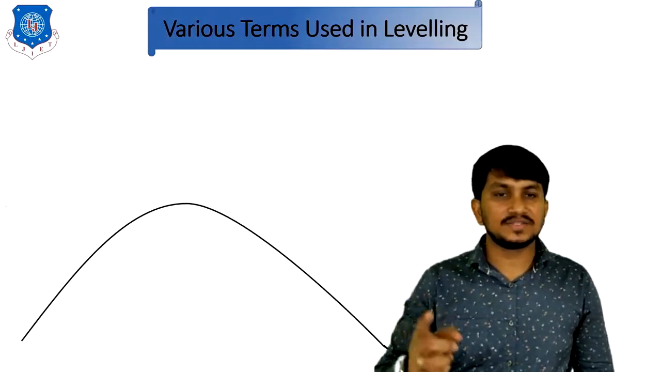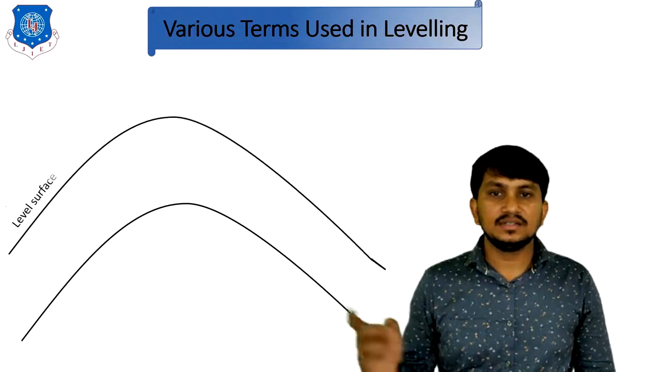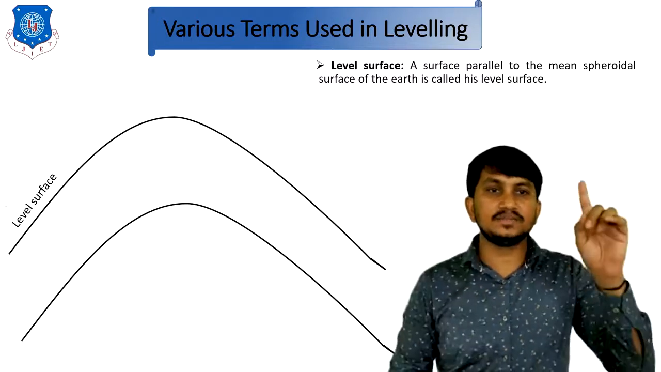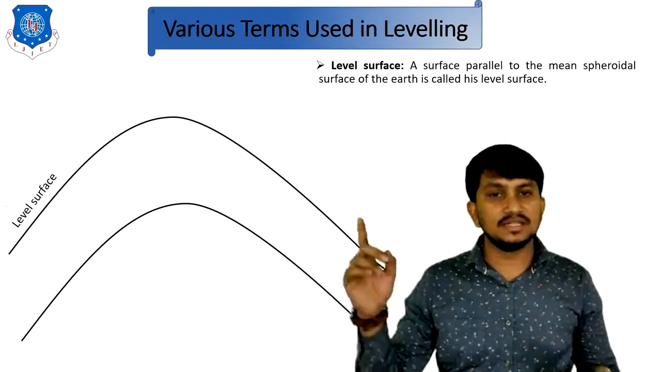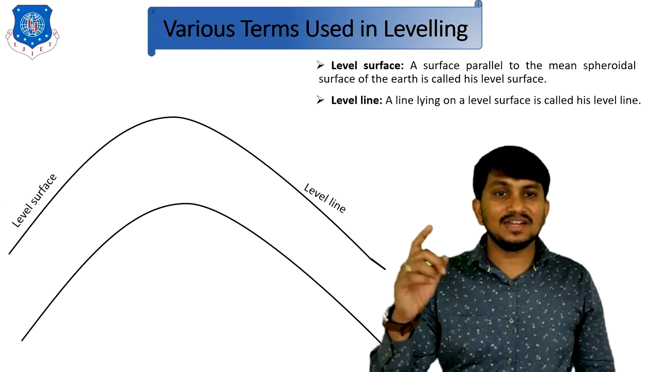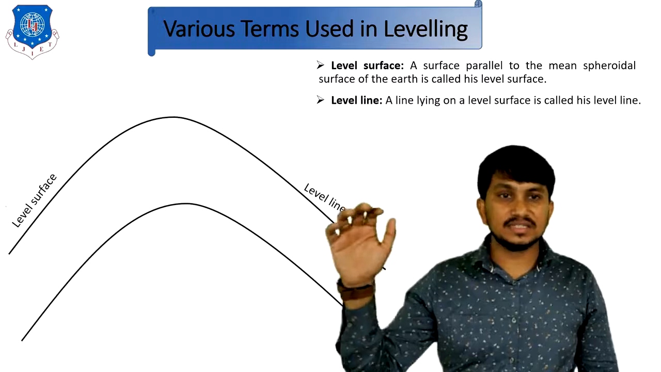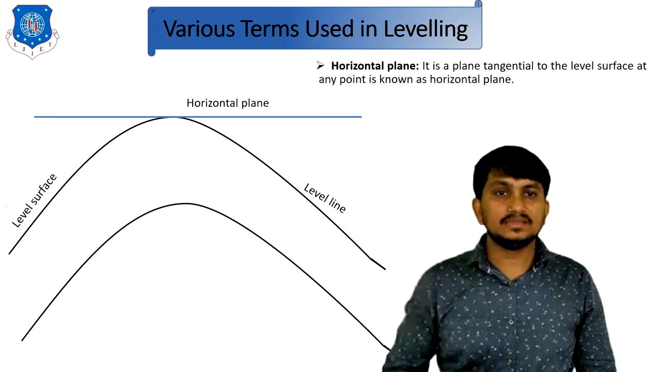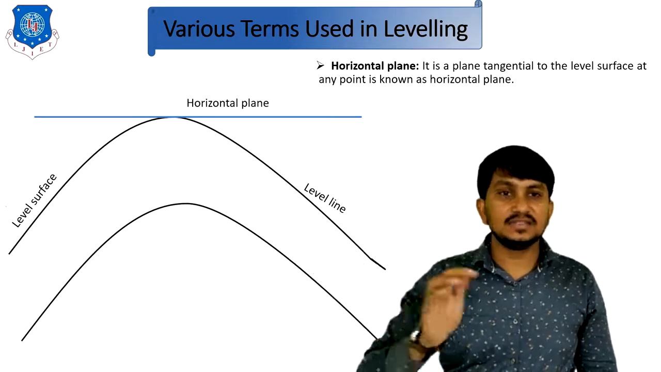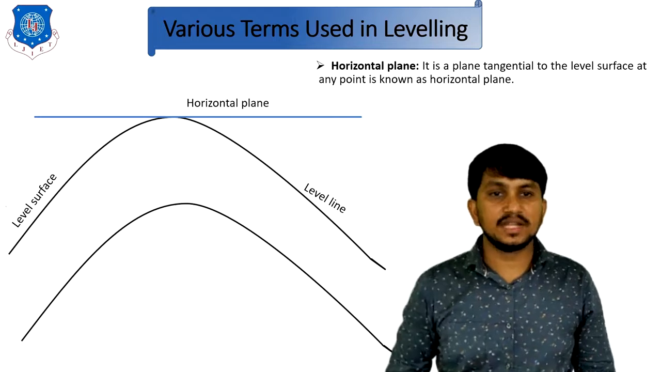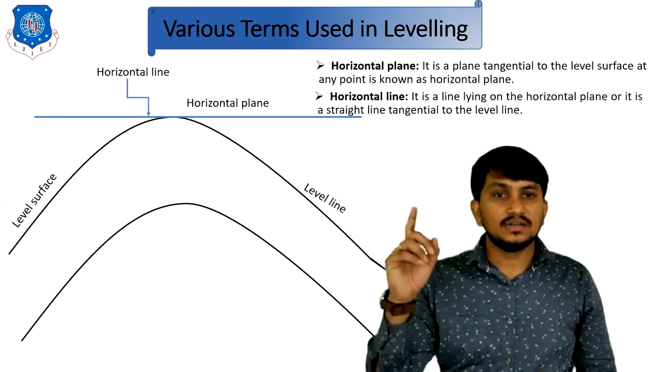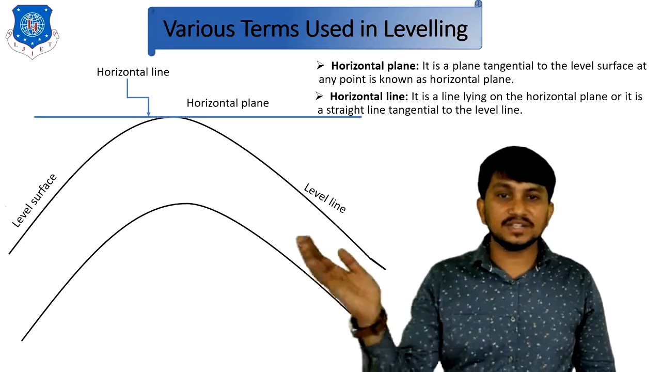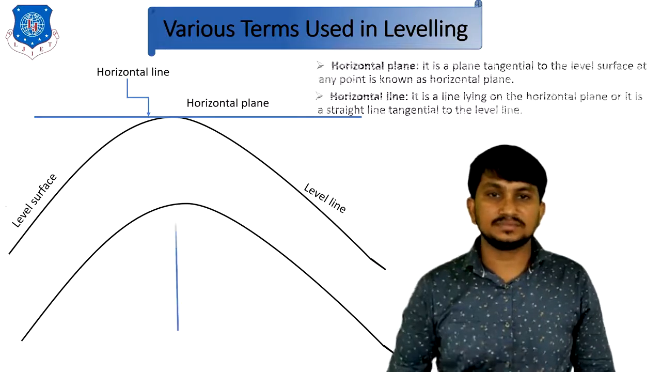Suppose this is the earth's surface. A surface which is parallel to the mean spheroidal surface of the earth is called a level surface. Level line: a line on a level surface is called a level line. Horizontal plane: a plane tangential to the level surface at any point is known as a horizontal plane. Horizontal line: it is a line lying on a horizontal plane, or a straight line tangential to the level line.